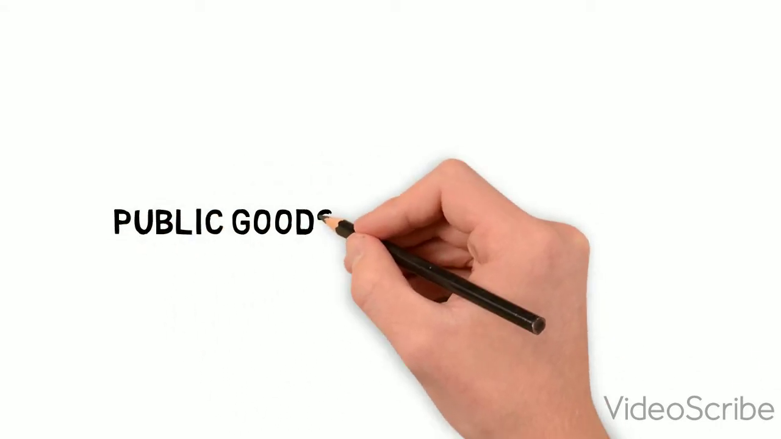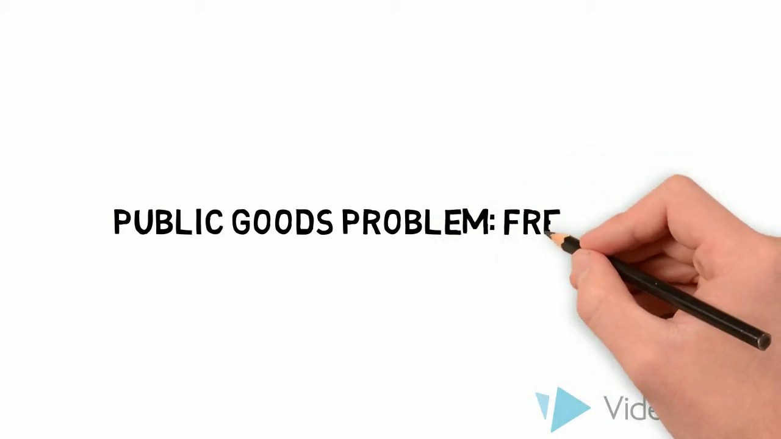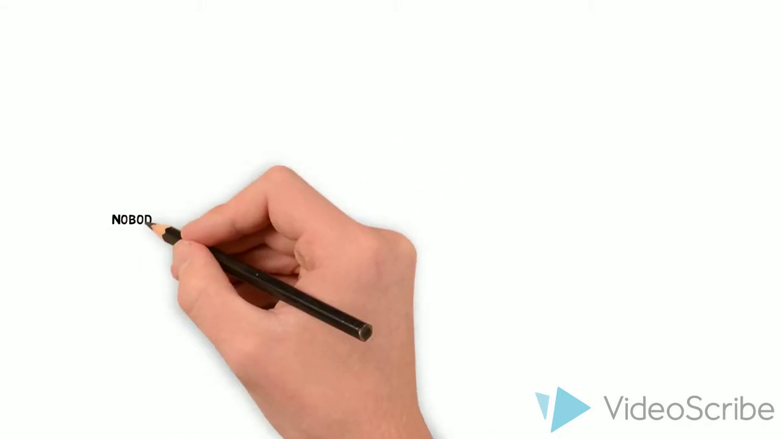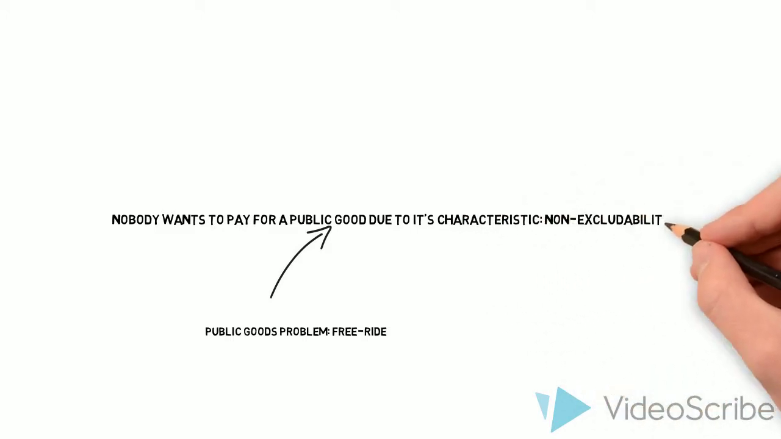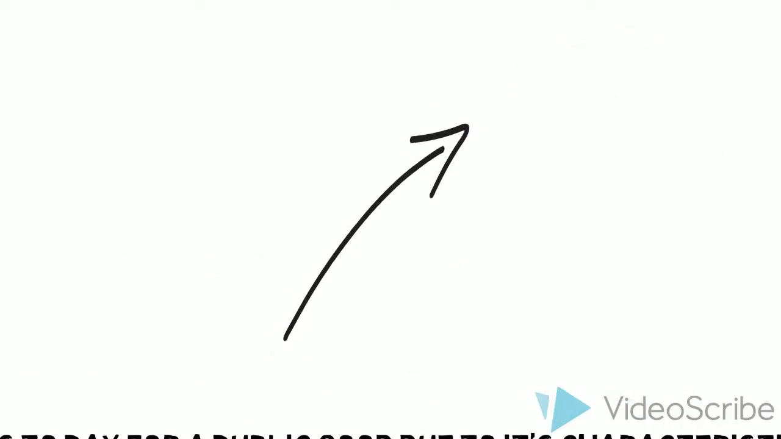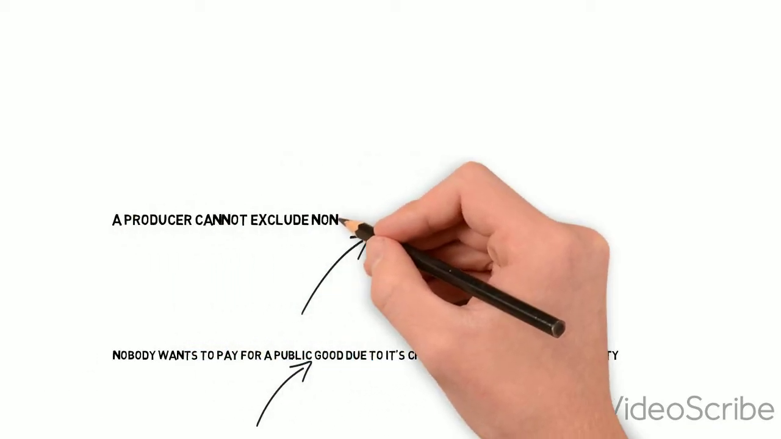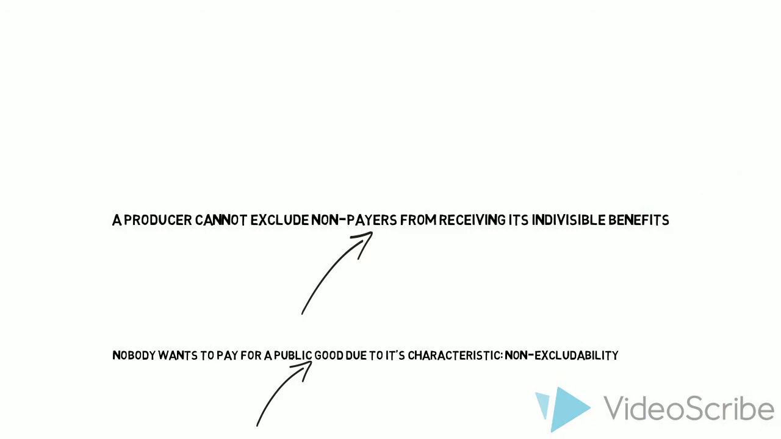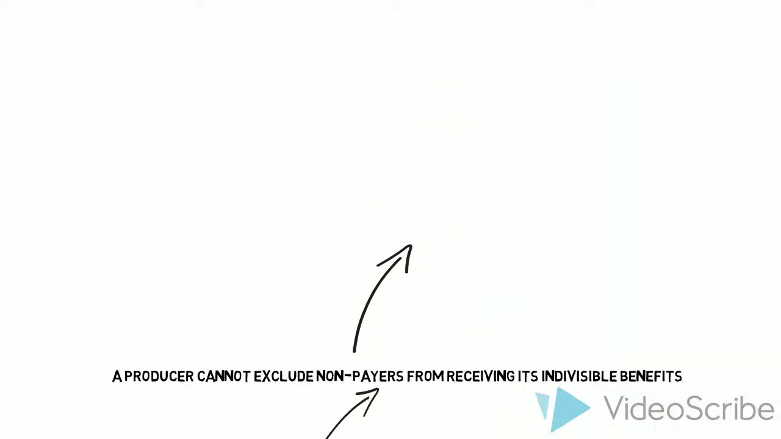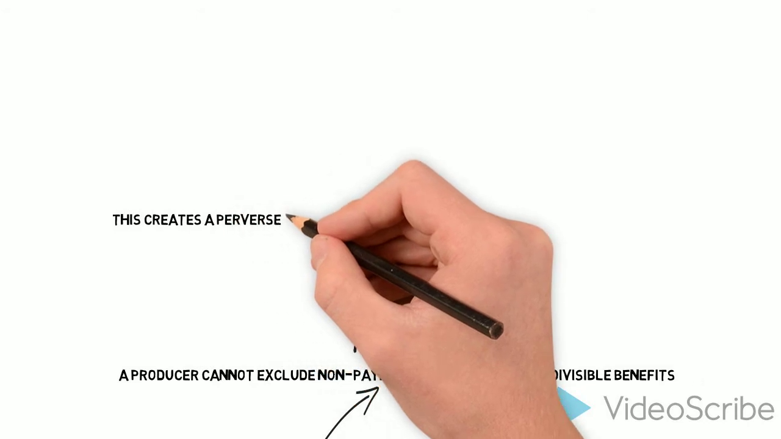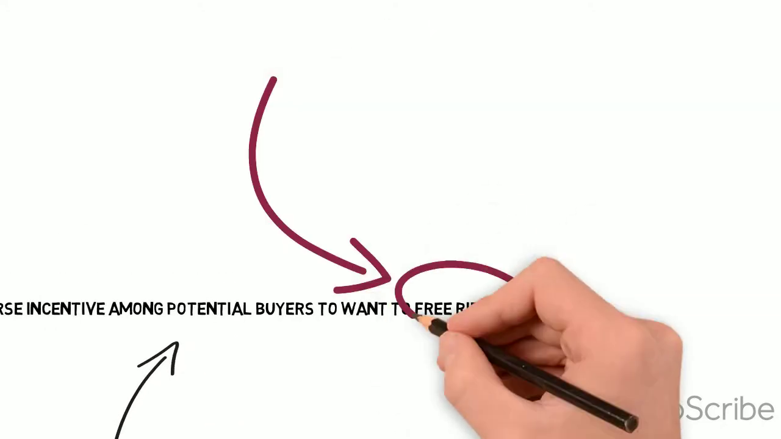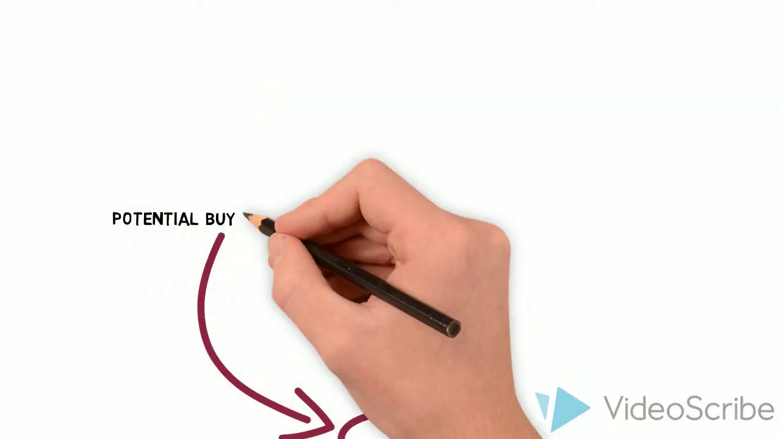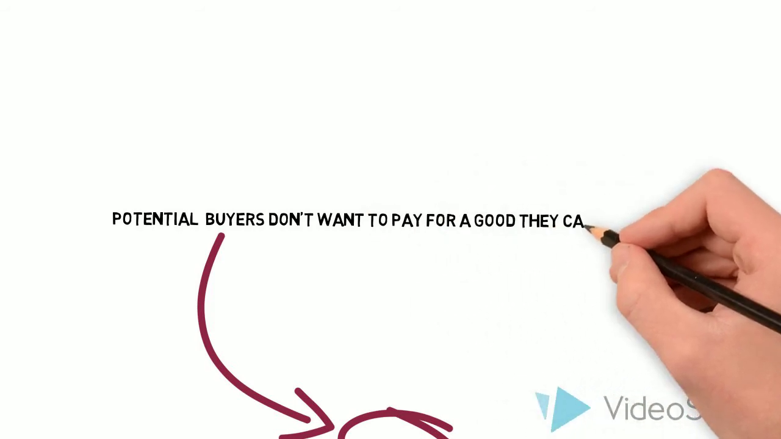The free riding problem is a market failure that occurs when people take advantage of being able to use public goods. And nobody wants to pay for public goods due to its characteristic, non-excludability. That will cause a producer to be unable to exclude non-payers from receiving its individual benefits. So this creates a perceived incentive among potential buyers who want to free ride, which means potential buyers don't want to pay for a good that they can get for free.